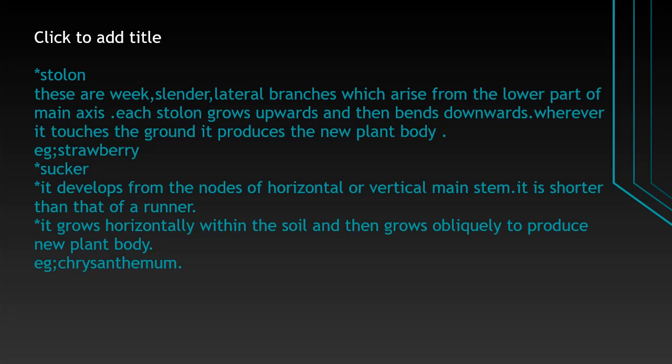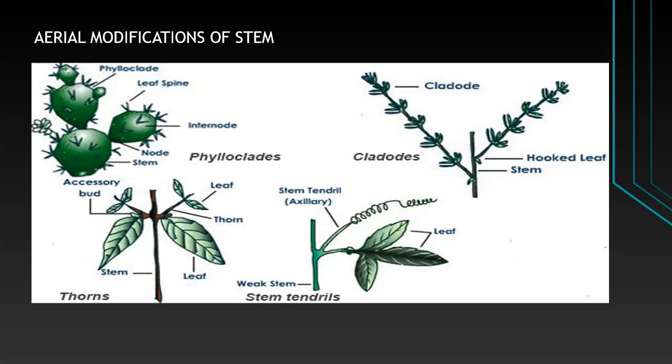It develops from the nodes of a horizontal or vertical main stem. It is shorter than that of a runner. It grows horizontally within the soil and then grows obliquely to produce a new plant body. Example, chrysanthemum. We can see in ginger and turmeric, it is growing horizontally and it produces plants like that only. Now we will see what are the aerial modifications of stem.